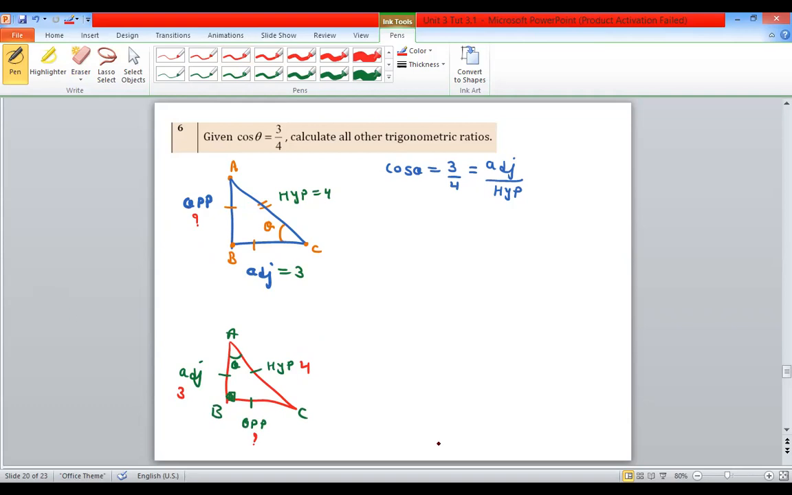Hello? Understood? Yes, ma'am. Okay, if tan theta were given, then adjacent and opposite would have been given. But here we have cos theta, so the value of cos theta is adjacent upon hypotenuse. Adjacent is 3 and hypotenuse is 4. Apply the Pythagoras theorem. You get the opposite side as under root 7. Here you also get under root 7.